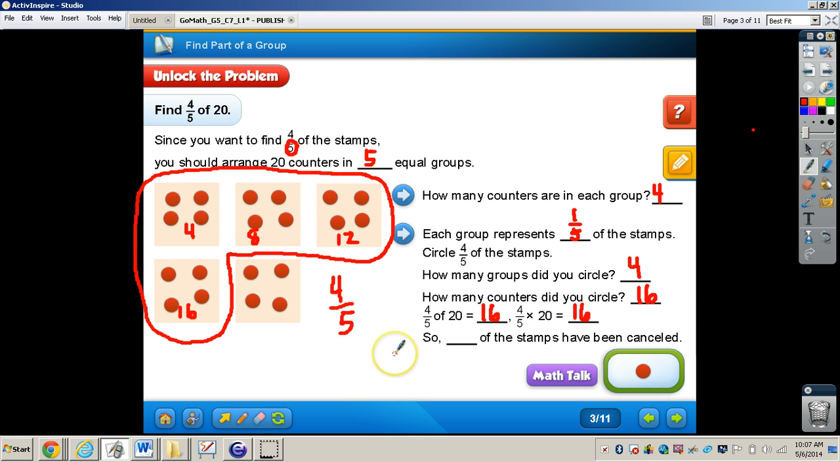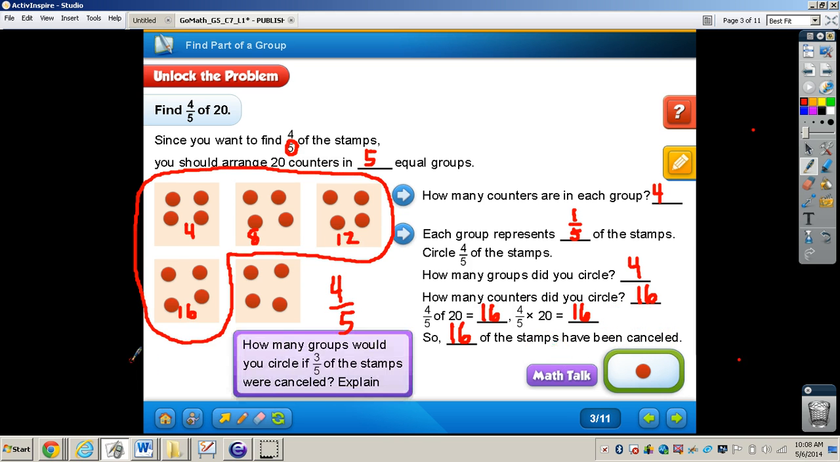Okay, so determining or going through these different steps, we can determine the answer to the question, how many of the stamps in Maya's collection have been canceled? Since 4/5 of the 20 have been canceled, we know that 16 of the stamps have been canceled.